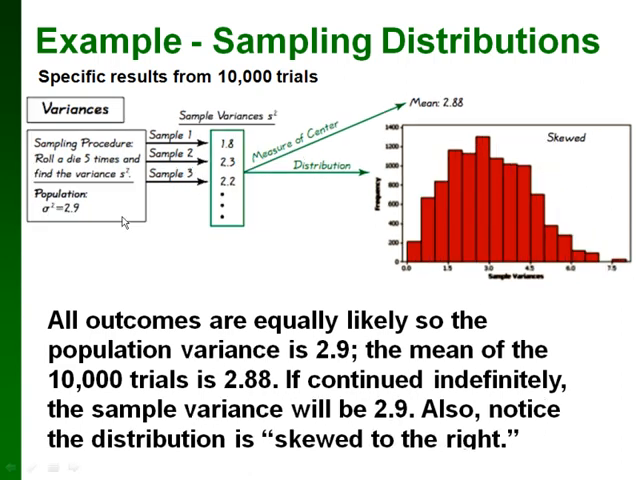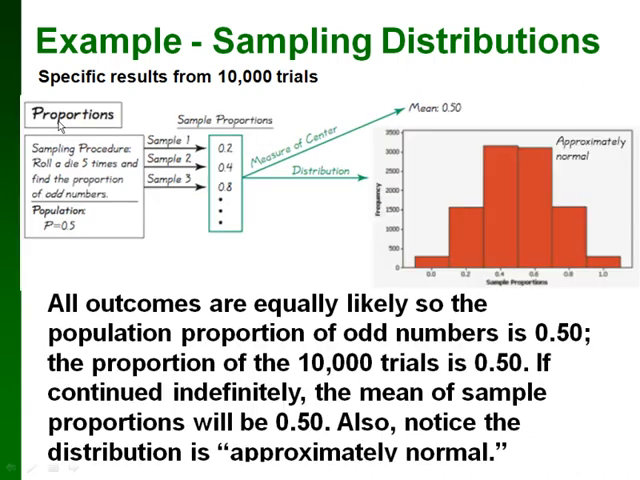If we look at the variances for our 10,000 trials, our population variance for the original probability distribution would have been 2.9, and our sample variance turns out to be 2.88. And notice what this distribution looks like. It's skewed to the right.